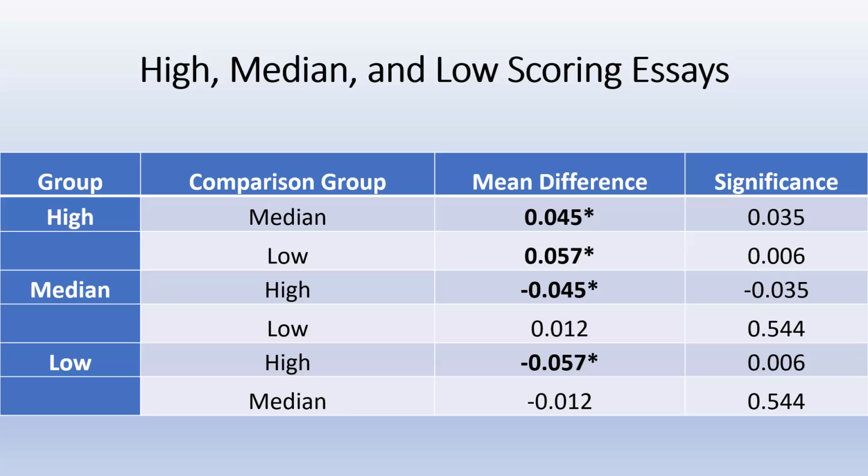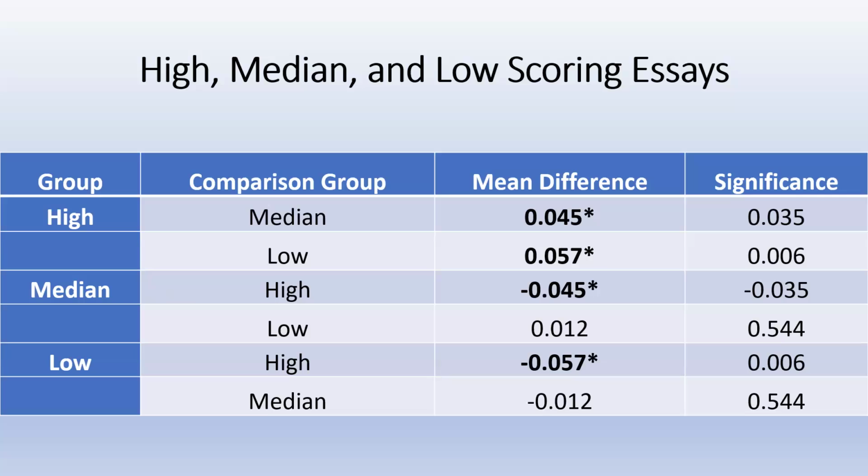And what we found was that members of the high scoring group, these papers that earned a grade of 90% or above, actually were significantly more likely to be determined to have been produced by AI than either the median scoring group or the low scoring group. And then, interestingly enough, there's no difference between how often those in the median scoring group and the low scoring group were inaccurately judged as having been produced by AI.